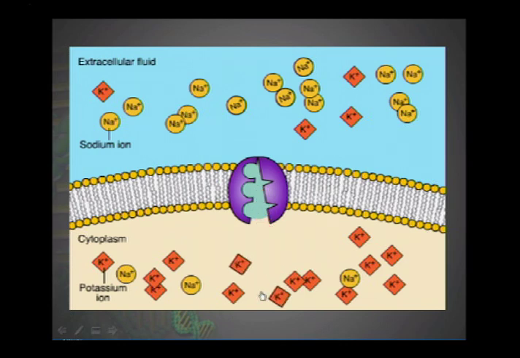So active processes then can oppose concentration gradients and take particles from where they're less concentrated to where they're more concentrated. And that's a very important characteristic. But again, it takes energy to do that.